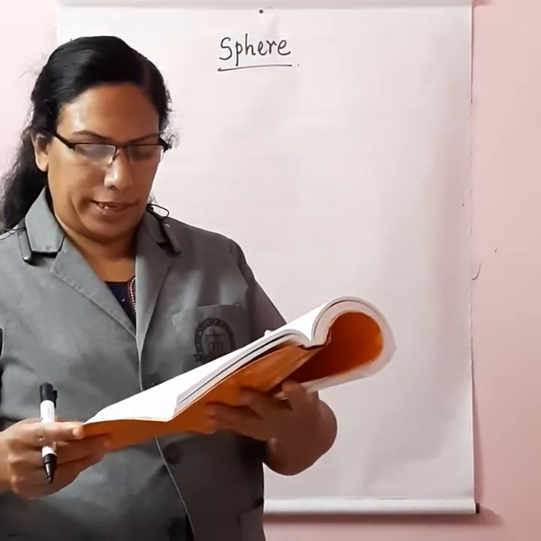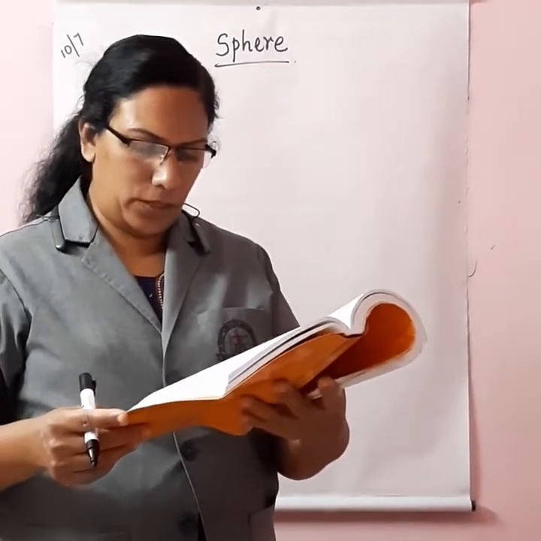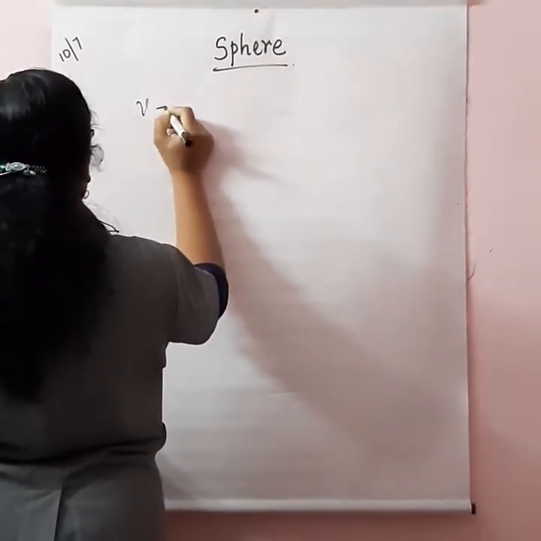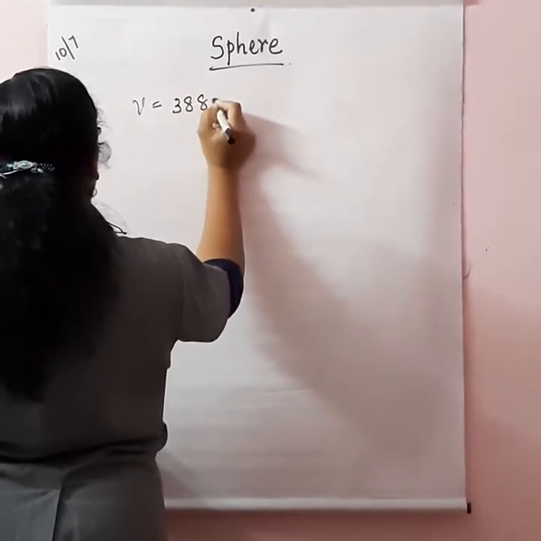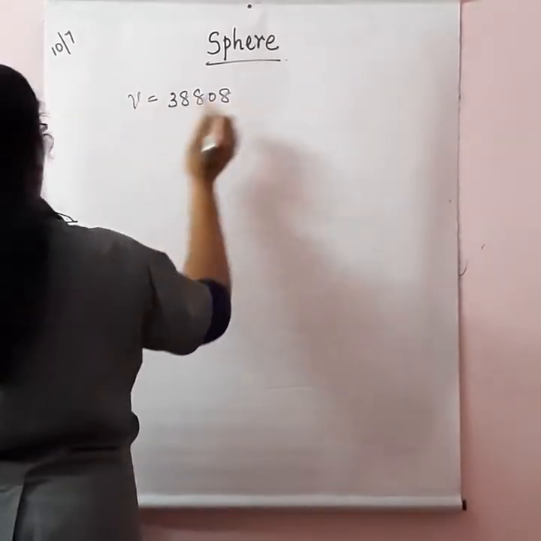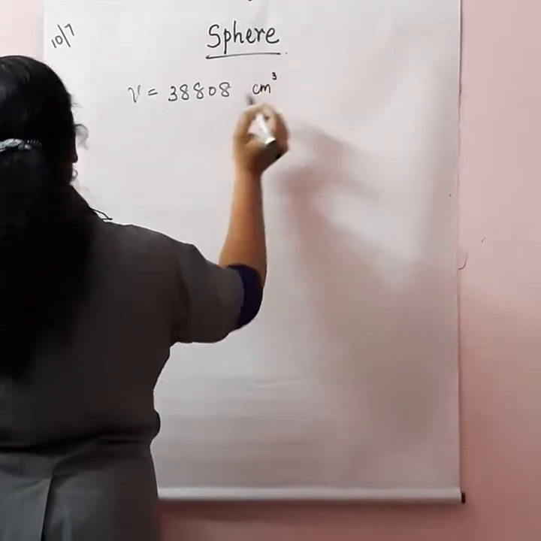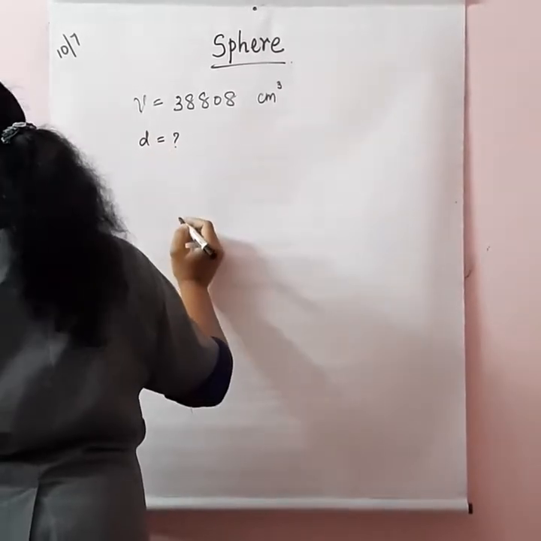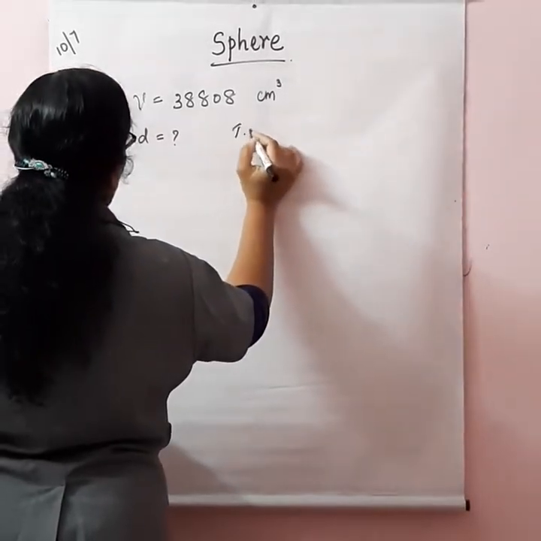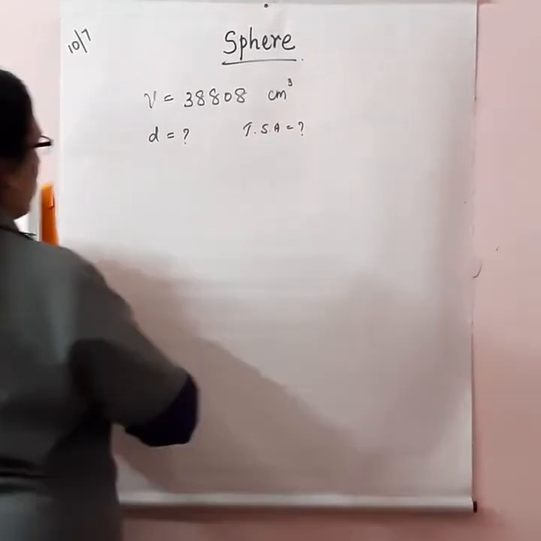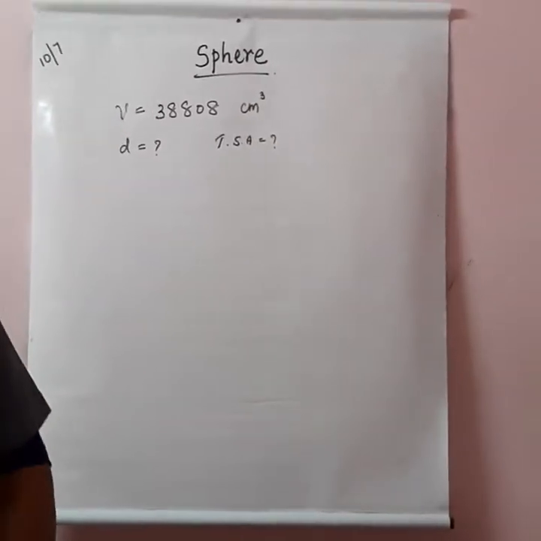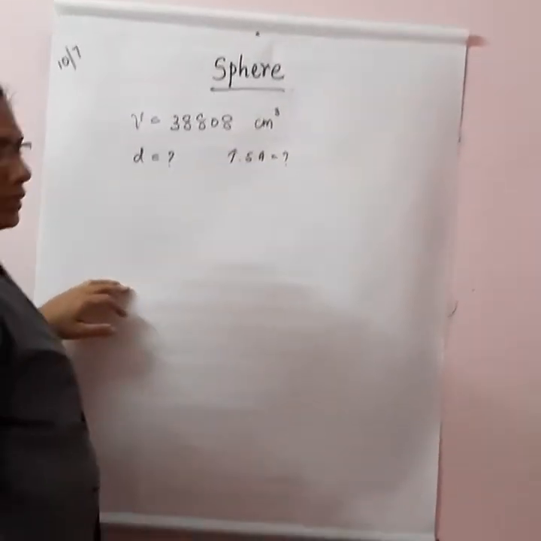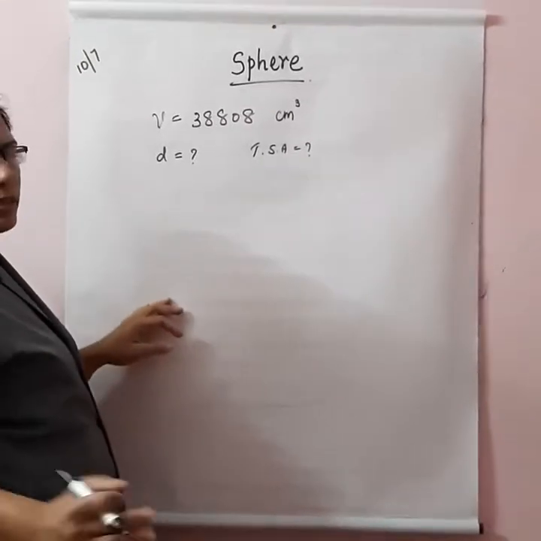Exercise 20C, second one. The volume of the sphere is given as 38,808 centimeter cube. Find its diameter and the total surface area. So what is given? The volume is given. You are asked to find the diameter. So you have to get the radius, then only you can find the diameter, which is twice the radius.